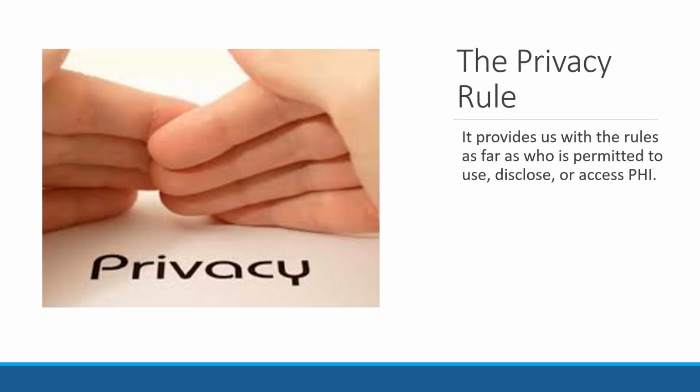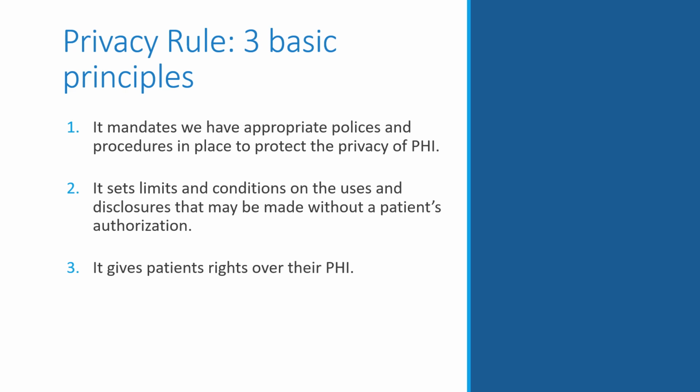Let's start with talking about the privacy rule. The privacy rule has three basic principles. We must have policies and procedures in place to protect PHI. We do, and you can find them on the shared drive. How we use and share PHI without the patient signing an authorization. And then the third piece is the 6 basic rights of the patient when it comes to their PHI.